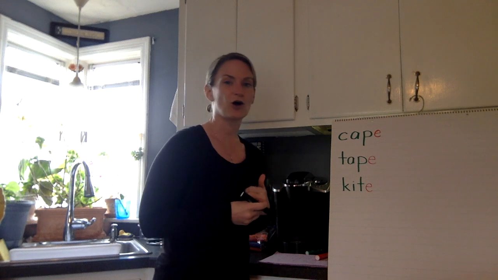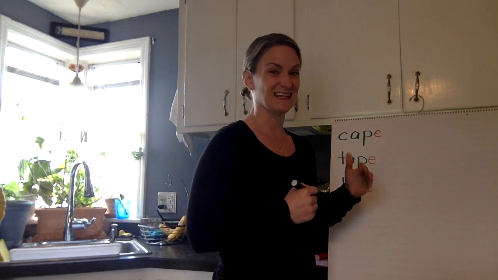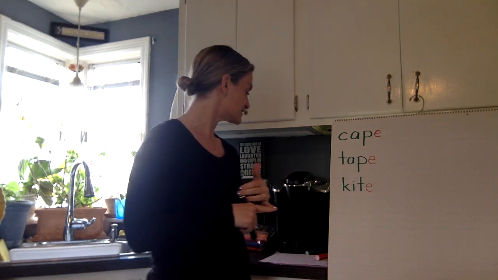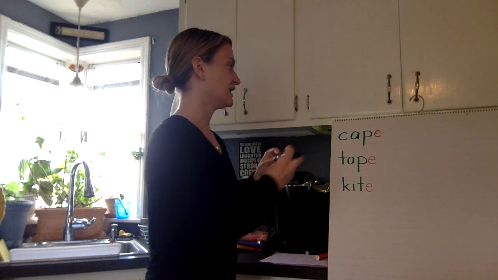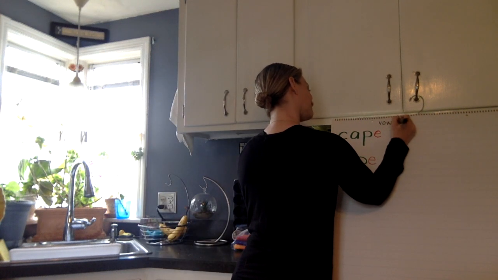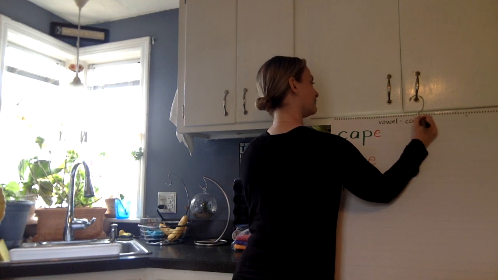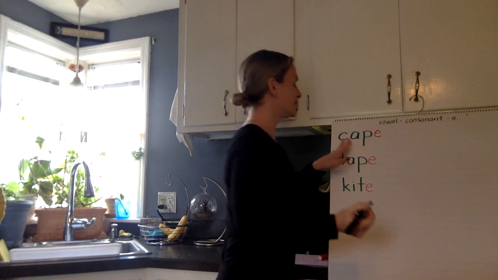Okay, so what do we call these? Well, when a syllable has a long vowel sound and the E at the end, instead of being a closed syllable, it's called a vowel consonant E. I'm going to write that up here for you. Vowel consonant E. Okay, and here's what I'm talking about.